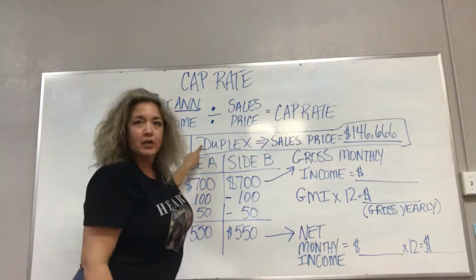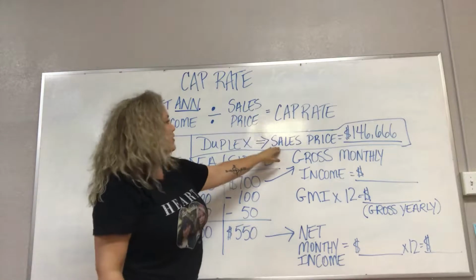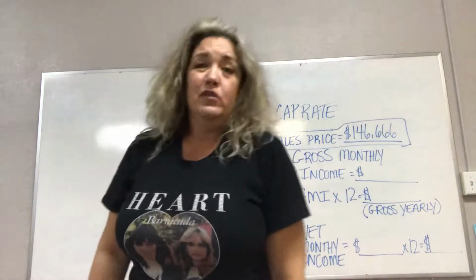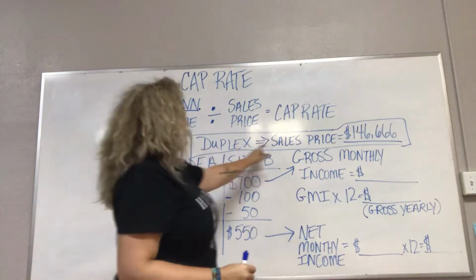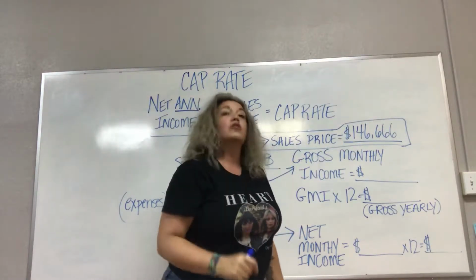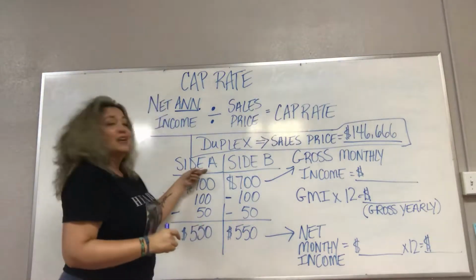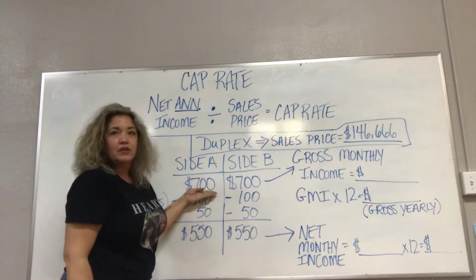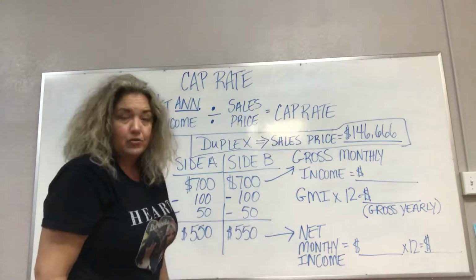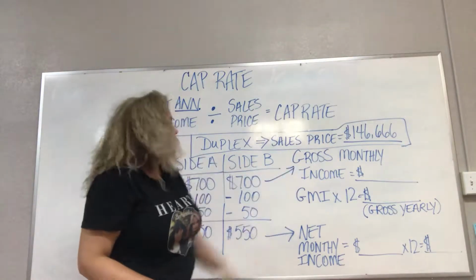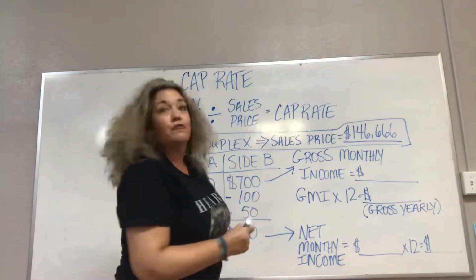So let's look at a scenario. We have a duplex. This particular duplex has a sales price that they've given us in our problem of $146,666. I know it's a super weird number, sorry, but the numbers end up okay with our cap rate. So this is our sales price. They tell us a duplex with a sales price of $146,666. They've asked us to find the cap rate, but they've told us a couple other things. They've said side A of this duplex rents for $700. Side B also rents for $700. So that gives us a gross, that means before any expenses are coming out, a gross monthly income of $1,400.